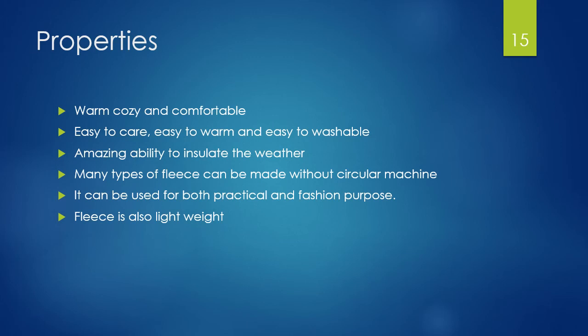Many types of fleece can be made without circular machines. Obviously fleece can be made on flat knitting machines. It can be used for both practical and fashion purposes, like cardigans, which are used for fashion and also for practical use, office use and many other purposes. Sweaters are mostly used in western countries as well as in Asian countries. Fleece is also lightweight. Obviously the garment in winter must be lightweight, meaning easy to wear, and for comfort the weight of the garment must be low.